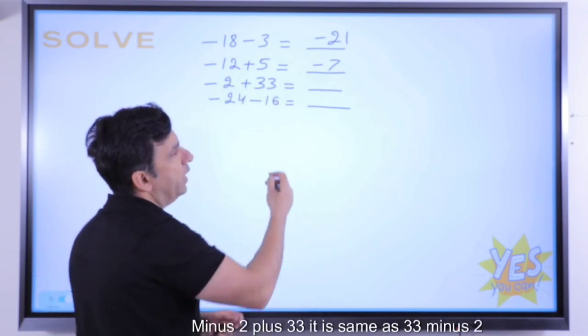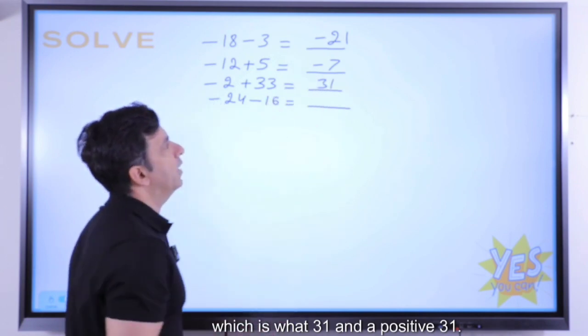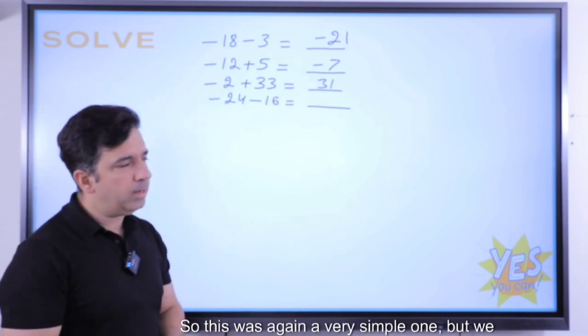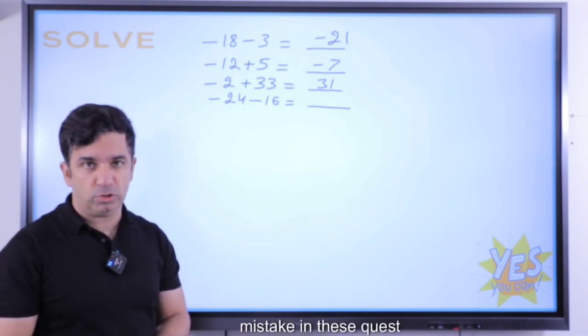Minus 2 plus 33. It is same as 33 minus 2, which is what? 31, and a positive 31. So this was again a very simple one. But we have to practice so that we don't make any mistake in these questions.